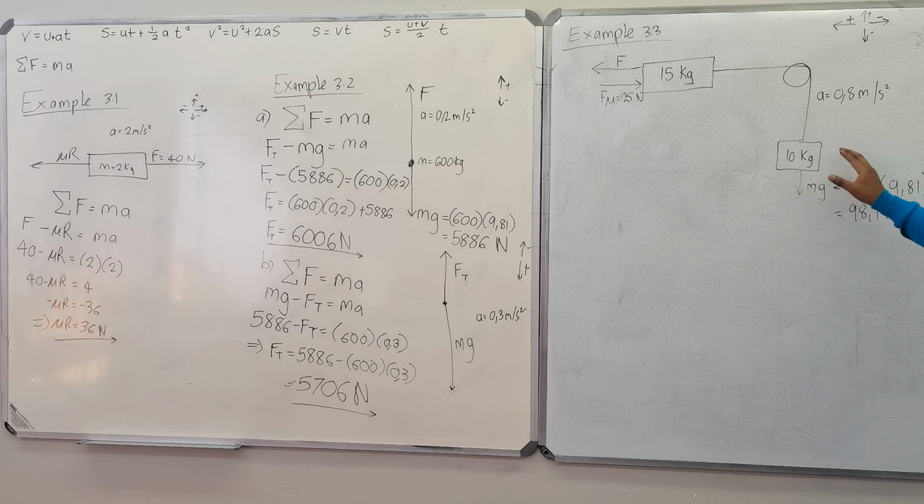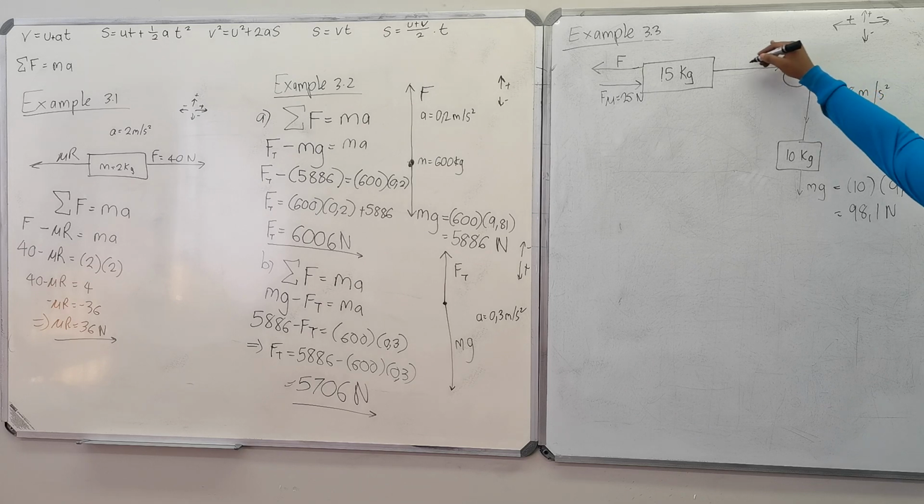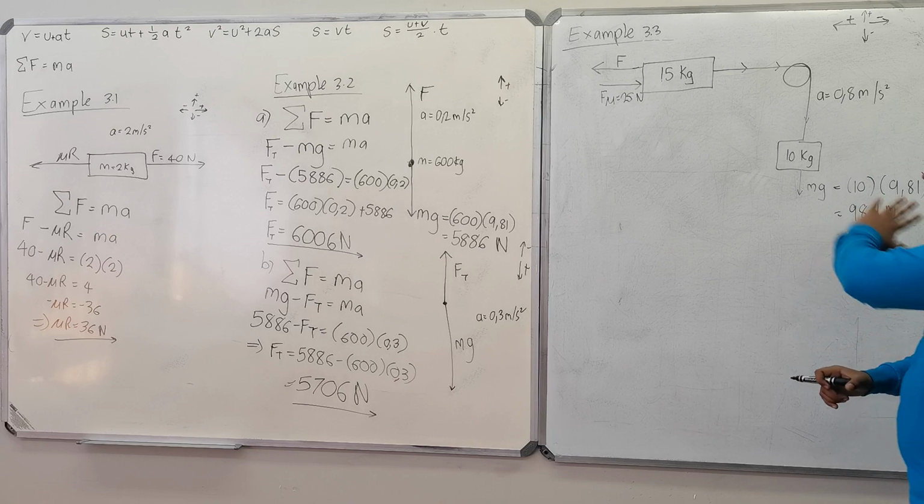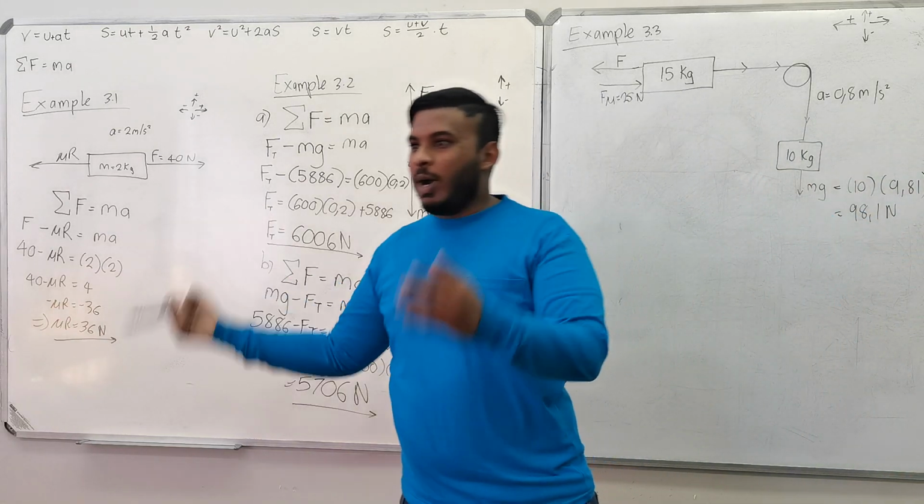So basically, remember what's pulling this down? The same mg is acting here. It's acting here. It's acting there. You all see that, right? Okay. So now we know what we have. We know what we want.